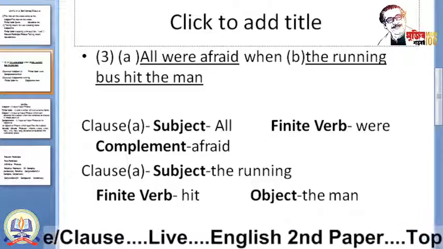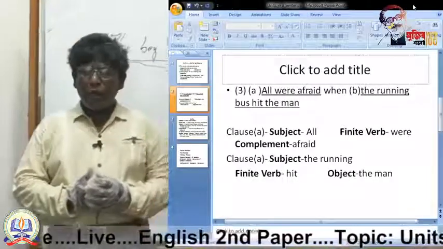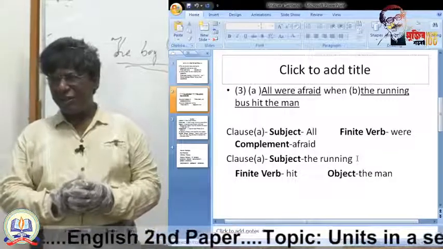Well, the running bus is the subject. Finite verb is hit and object is the man.